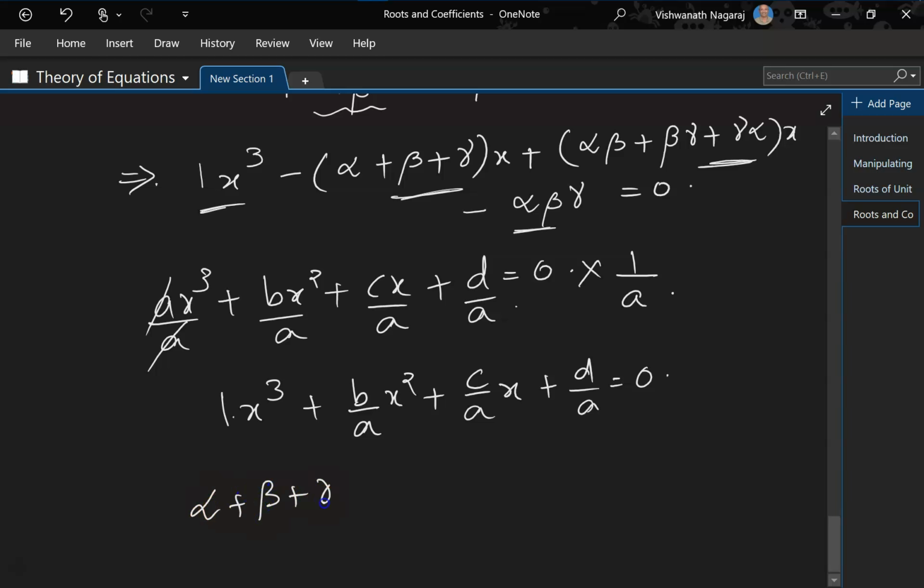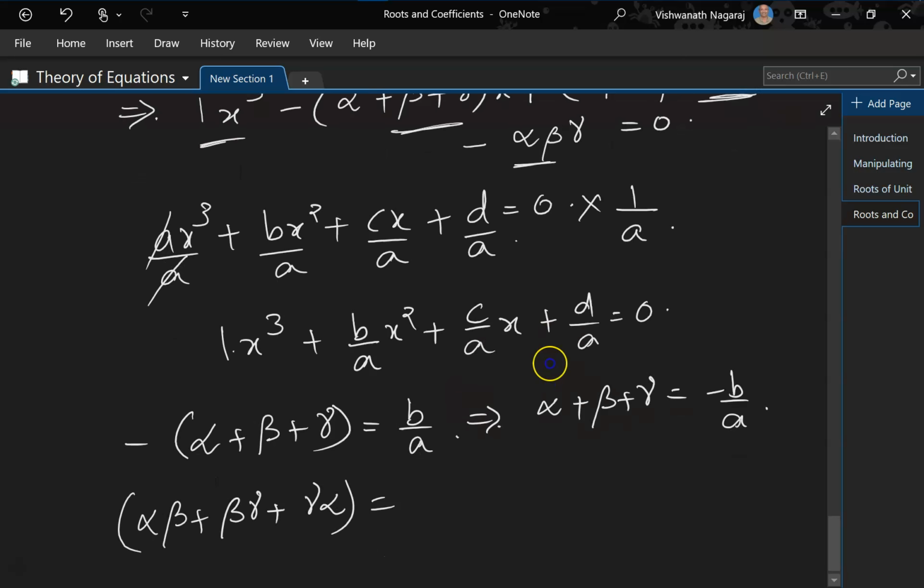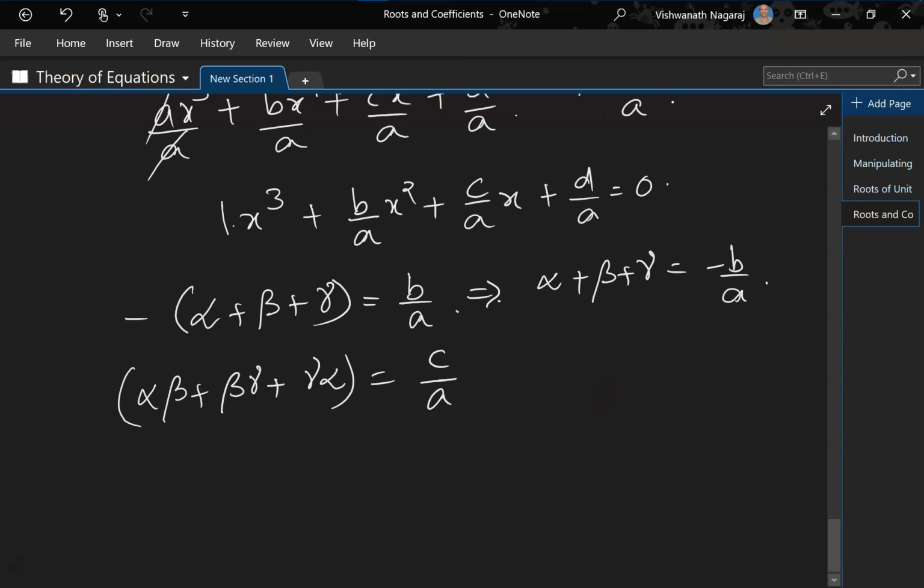Alpha plus beta plus gamma is equal to what? Actually, this is minus alpha plus beta plus gamma is equal to b by a. This is a much more interesting relationship. So alpha plus beta plus gamma is equal to minus b by a. Then we have alpha beta plus beta gamma plus gamma alpha is equal to c by a, and since there is no minus sign, that is what it is. And what else is left: minus alpha beta gamma is equal to d by a, which implies that alpha beta gamma is equal to minus d by a.